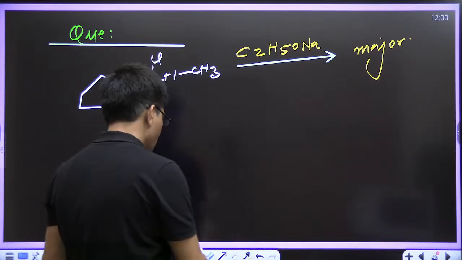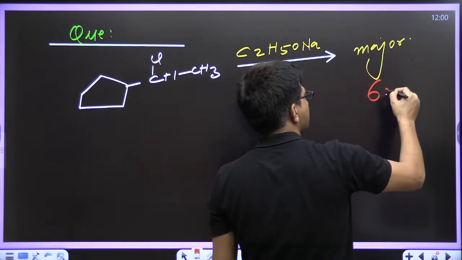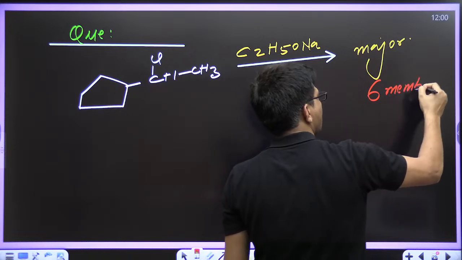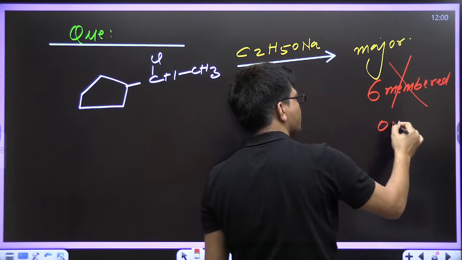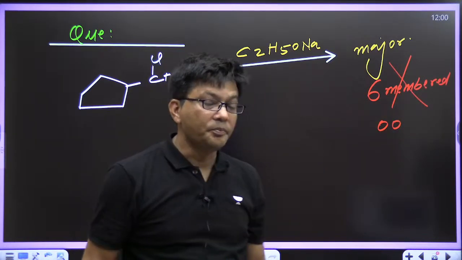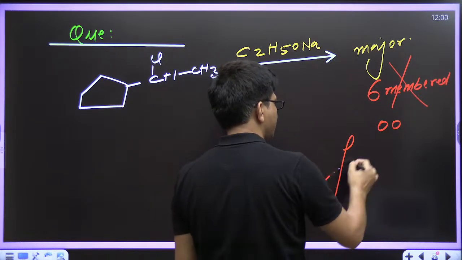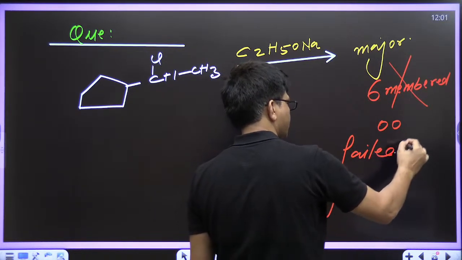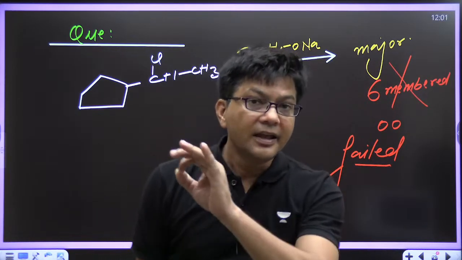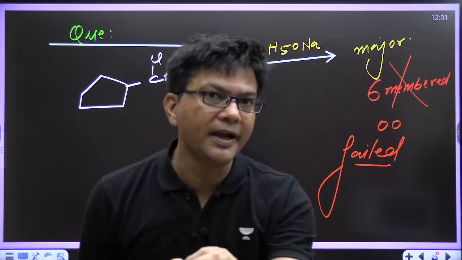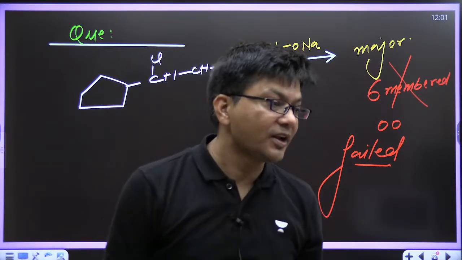So, kids, everyone is saying 6 membered, and the examiner will give you a big 0. Ask me why. Big 0, you will get failed. Everyone got failed. Ask me why. In the examination, in the question, there is no heading that this is an SN2 reaction or SN1 reaction.